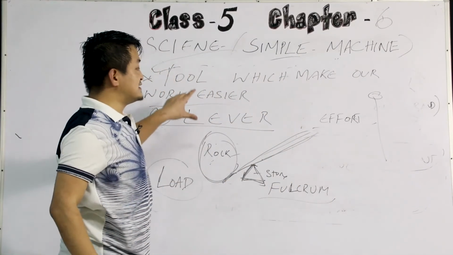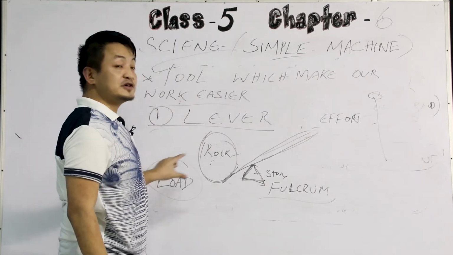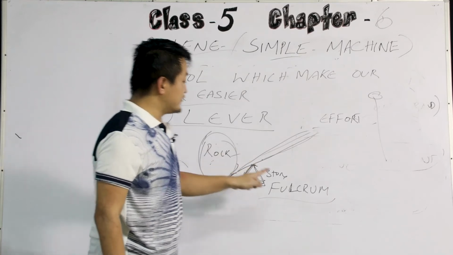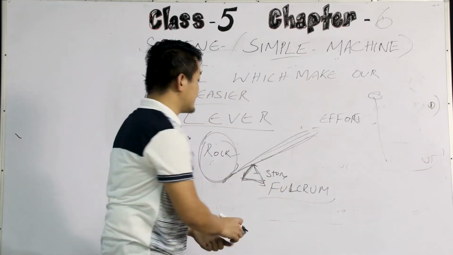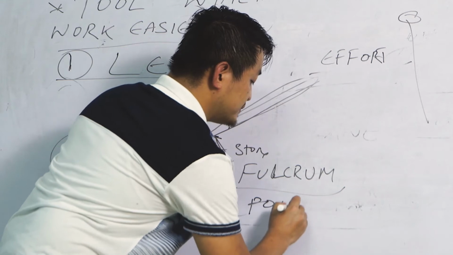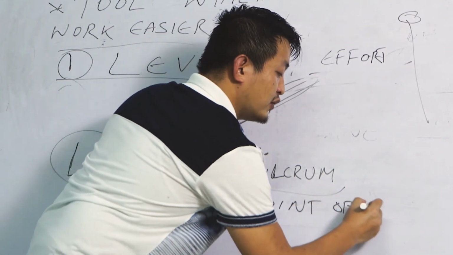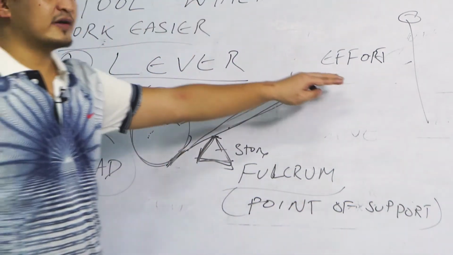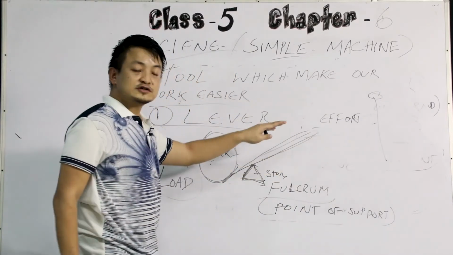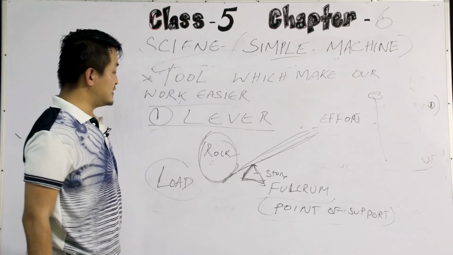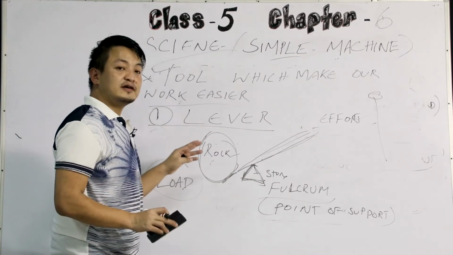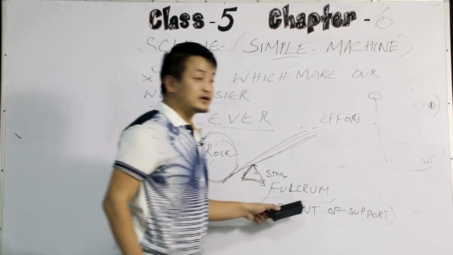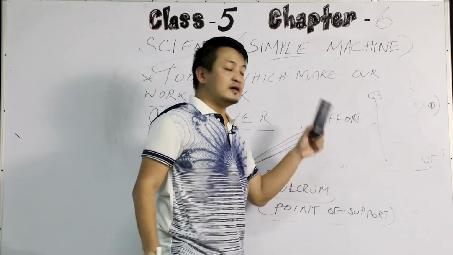So to understand this lever, you have to know these 3 things. The load is the weight which you are trying to lift. The fulcrum, this is the point of support. And the effort. Okay, effort is the force which you are applying. Clear? So first thing for the lever, you have to understand these 3 terms: load, fulcrum, and effort.